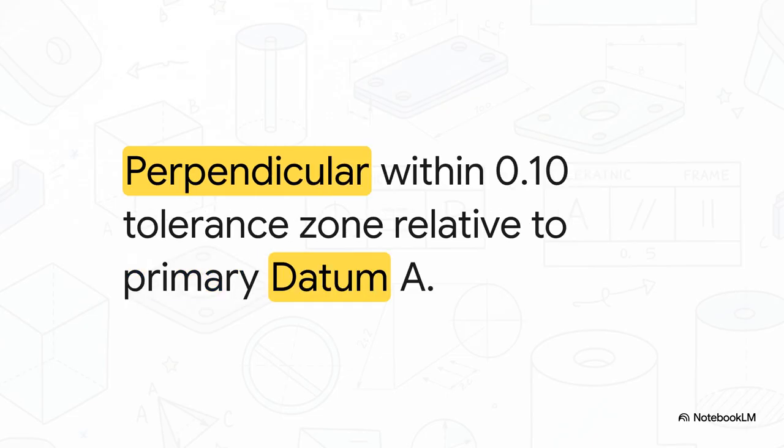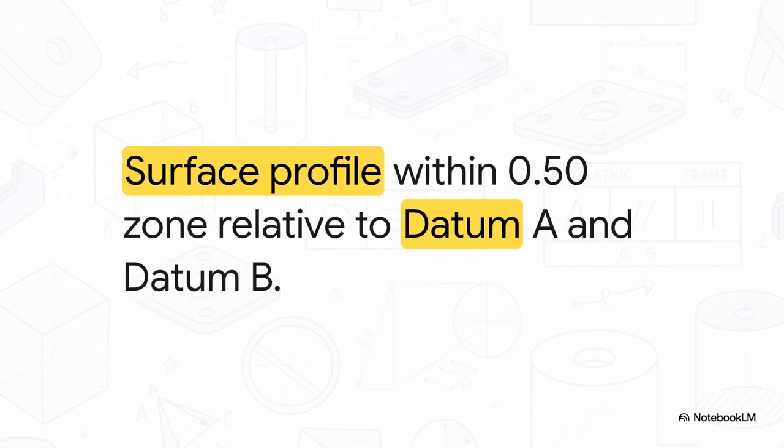Let's try another one. Maybe we're looking at the flat meeting face of that exact same bracket. We see the upside-down T, that's perpendicularity. So the callout reads, the feature must be perpendicular within a 0.10 tolerance zone. Notice there's no diameter symbol here, so we know this zone is usually just between two parallel planes. And then relative to primary datum A. Basically, this bracket face has to stand straight up at 90 degrees to datum A, completely trapped within that tiny 0.10 gap.